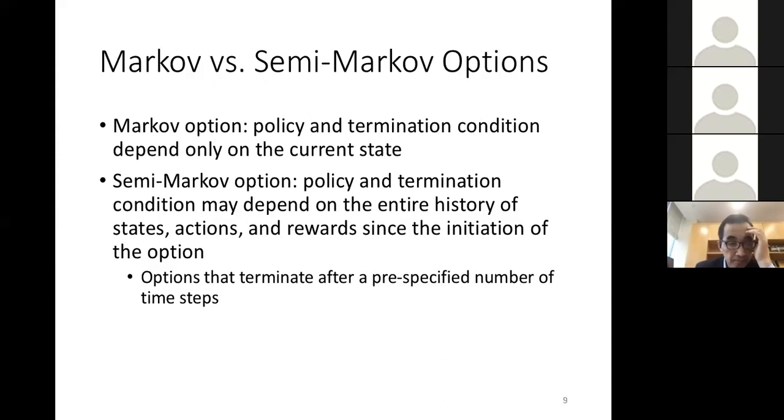A more useful and general option is called a semi-Markov option. The difference between a Markov option and a semi-Markov option is that in a Markov option, policy and termination condition depend only on the current state. In a semi-Markov option, policy and termination condition may depend on the entire history of states, actions, and rewards since the initiation of the option.